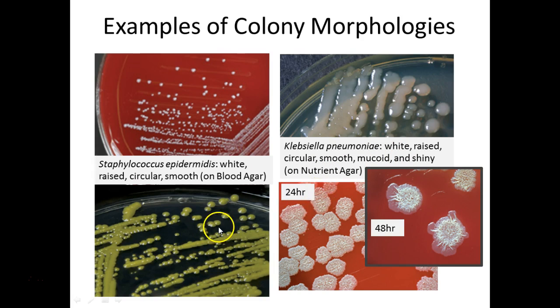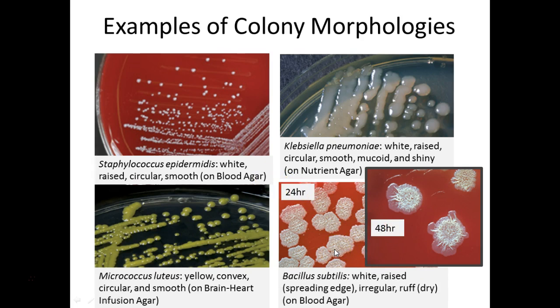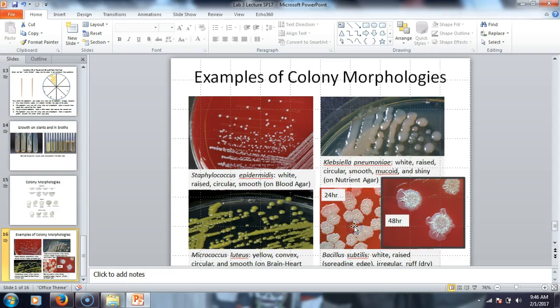That's on nutrient agar. This is Micrococcus luteus. It's yellow, you can guess where it got its name. Luteus means yellow. The colonies, if you were to look at them, are convex, like little hills. They're circular in shape. They're nice and smooth. This is on brain heart infusion. These are, even as time goes on, 24 hours versus 48 hours on blood agar, Bacillus subtilis. Notice how rough it is and how you get these flat edges. It's very dry looking. Some of you guys have ones that look like that. So you want to make sure you make a note of that.